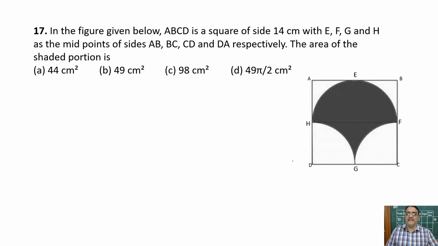In the figure given below, ABCD is a square of side 14 centimeter with E, F, G and H as the midpoints of sides AB, BC, CD and DA respectively. The area of the shaded portion is... Now look carefully here, we have divided the square into two equal parts. If we join both, it will be divided into equal parts. So this is half square and this is half square, right.